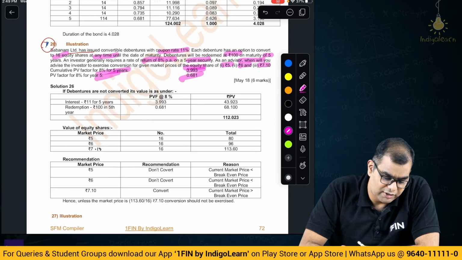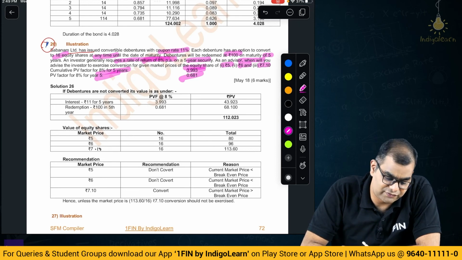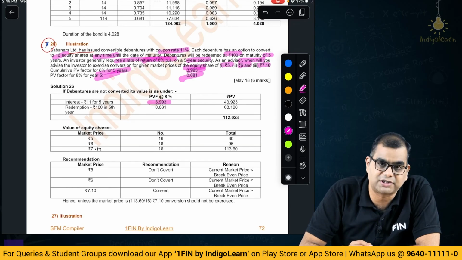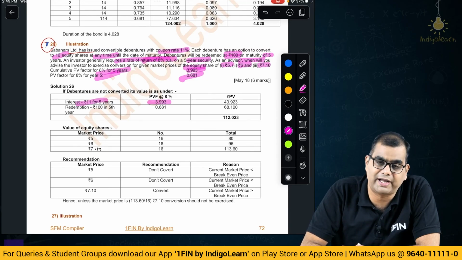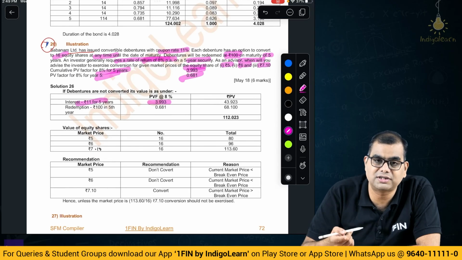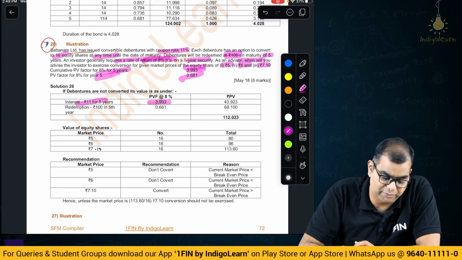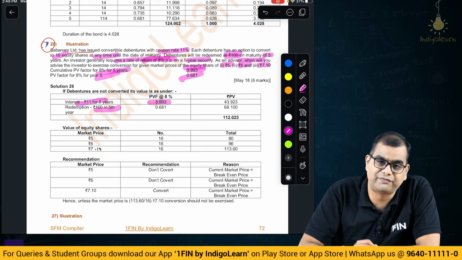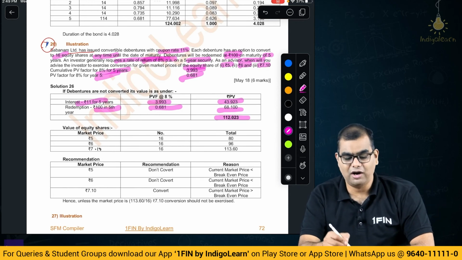So if you hold, what will you get? They have specifically said an investor generally requires 8% return on a 5-year security. So if you are holding it for 5 years, you get interest of how much? 11% coupon. 11% on what? 11% on 100, which is 11 rupees. So 11 rupees for 5 years, cumulative present value factor is 3.993. Why is cumulative present value factor 3.993? Because current discount rate for bonds is 8%. So 8% present value annuity factor is 3.993. Then in the 5th year, you will redeem entire 100. 5th year, same 8% present value factor is 0.681. So you add these two, you get 112. So 112 is the value of the bond today.